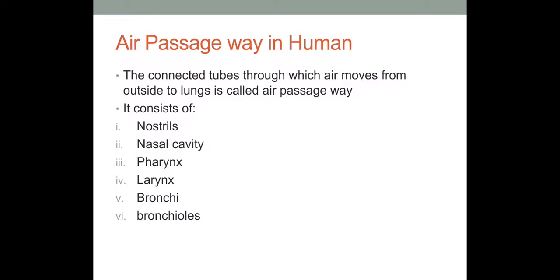Coming toward the air passageway. Air passageway is actually the connected tubes through which air moves from outside, from the environment, to the lungs. It's simply called the air passageway. This passageway consists of nostrils, nasal cavity, pharynx, larynx, bronchi, and bronchioles.